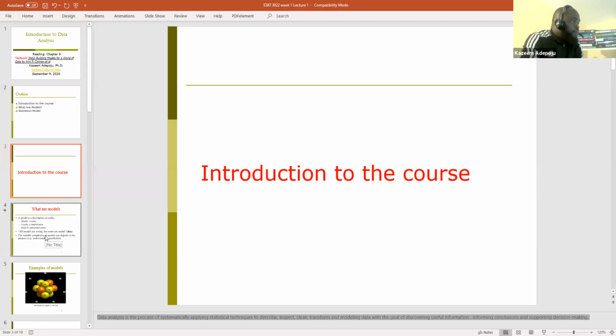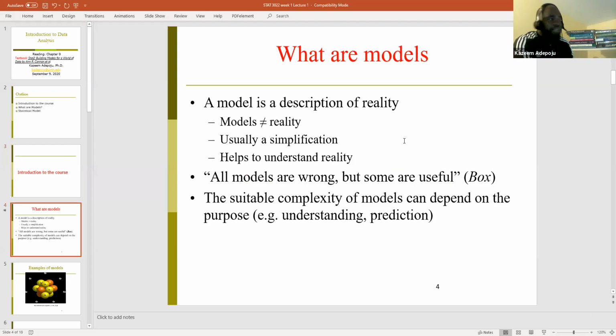Now, the next thing that I want to talk about right now is what are models? I told you the other time that we are in a world where we want to understand our environment, okay? And for us to be able to do that, we need to use a model. And the question is, what is a model? A model is a mathematical representation of reality.